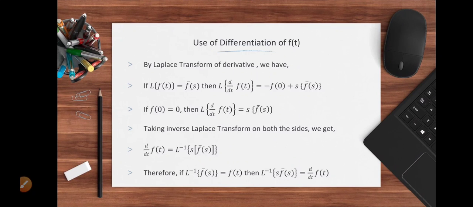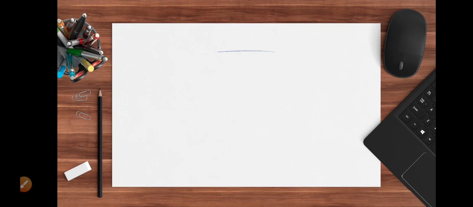Obviously, if f bar of s is multiplied by s square, we have to take the second order derivative of f of t. If it is multiplied by s cube, we have to take the derivative of f of t 3 times. So the power of multiplier s decides the number of derivatives we have to take to get the final answer. Now we will see the procedure in short.